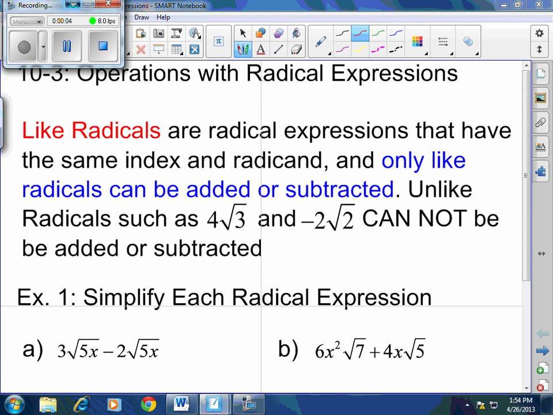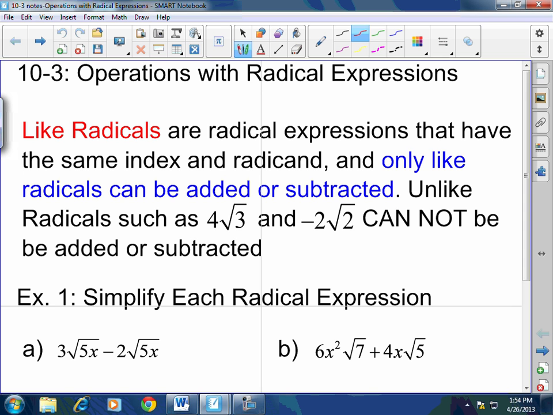Okay, guys. Today we are going to be talking about operations with radical expressions. It's pretty simple. Very similar to when we were adding like terms and all that good stuff, because you have to have the same variable to the same power. Very similar. Today we're going to be dealing with like radicals.